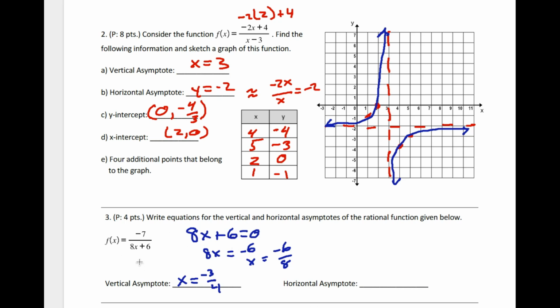Right, the horizontal asymptote, well, in this case, this is one of those cases where the numerator is a constant and the denominator is a linear function. We learned that the horizontal asymptote is just 0. Another way to look at this is the numerator is 0x minus 7 divided by 8x plus 6. And if I think of it this way, the ratio of the x terms is 0, which gives us the same thing.